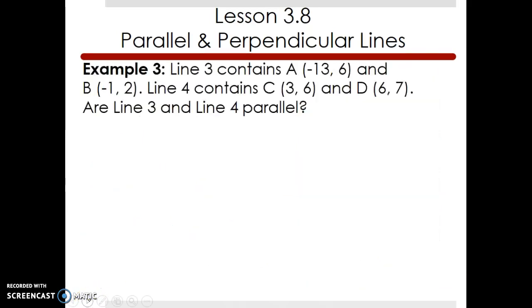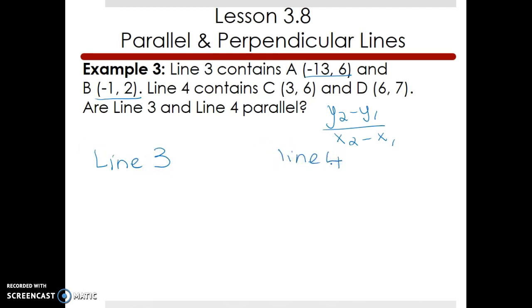All right, so this time, instead of giving you a graph, I'm giving you line A and 2 points, and line 3 with 2 points, and line 4 with 2 points. So this time you have to use the slope formula to find the slopes for both lines. The slope formula, if you remember, is y2 minus y1 over x2 minus x1. So we'll do line 3 and line 4 separately.